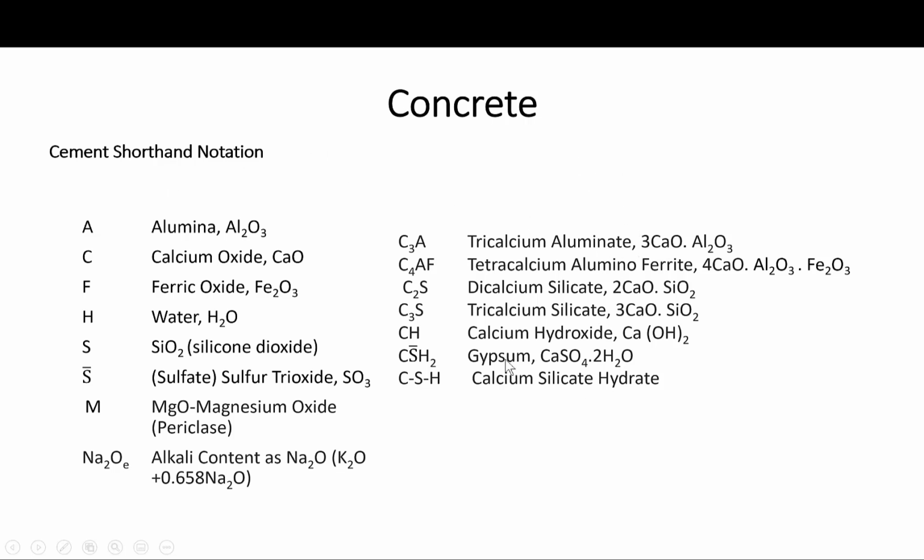And these are the phases in the cement: C3A, tricalcium aluminate, C4AF, tetracalcium aluminoferrite, C2S, dicalcium silicate, C3S, tricalcium silicate. The CH means calcium hydroxide, CS bar H2 means gypsum, and the C-S-H means calcium silicate hydrate. Just quickly to become familiar with these terms. We will go through these in more detail later.